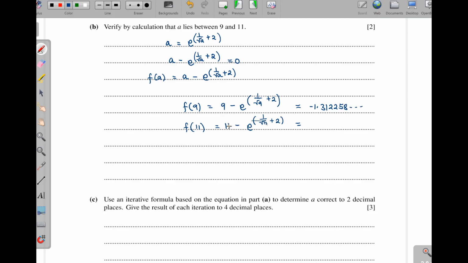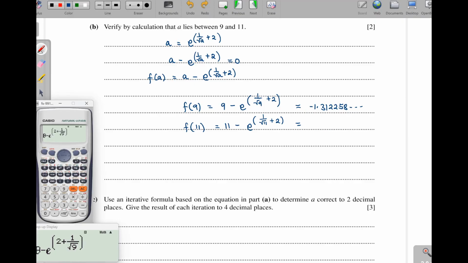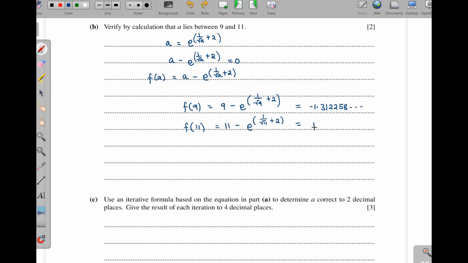Then how about when we put 11? Since this one is a negative, this one will be a positive. I come here and I put 11, then I also go in here and put 11. So you see, this one is a positive, 1.0107, and the rest of the figures that come forth.